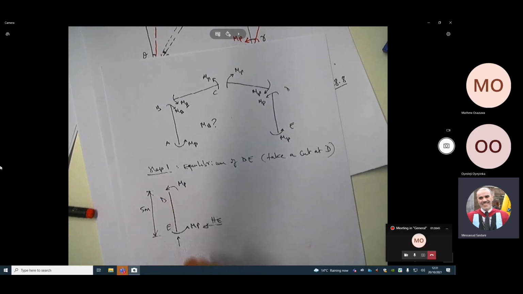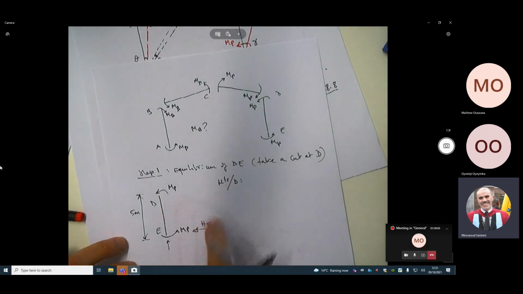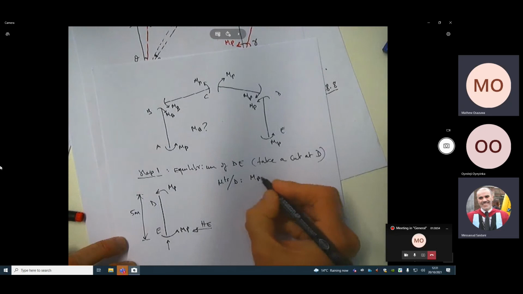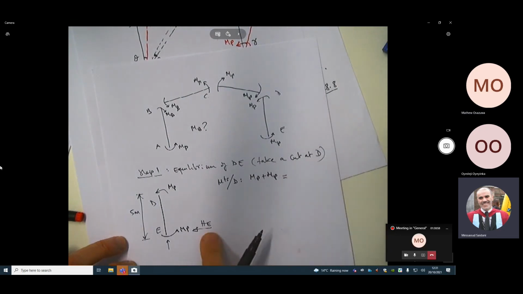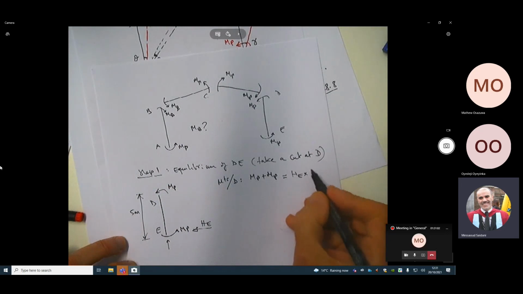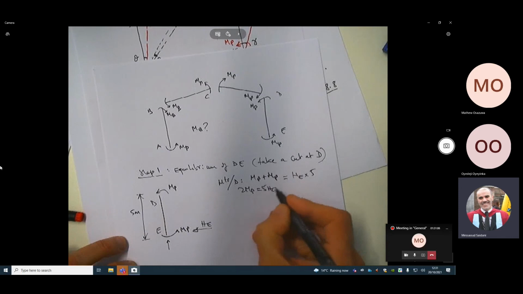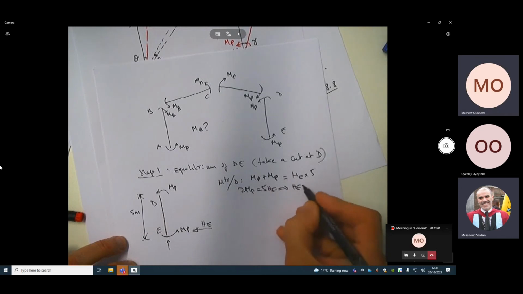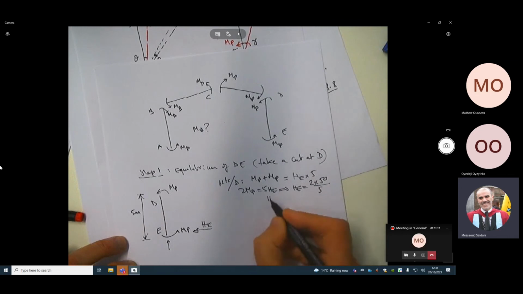So we take moments about D. Clockwise moments about D, we have MP and MP. So we have MP plus MP, that's clockwise, equals anti-clockwise, HE times 5, which gives 2MP equals 5HE. So therefore, HE will be 2 times 50 divided by 5, which is 20.